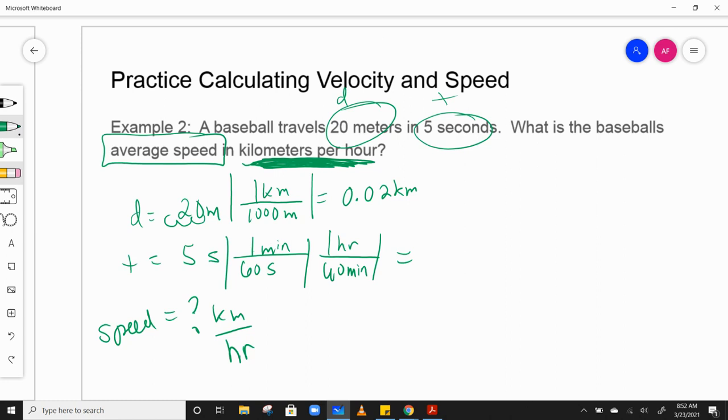Okay, and I'm going to do that math there, and I get 1.38 times 10 to the negative third hours. Or 0.00138.